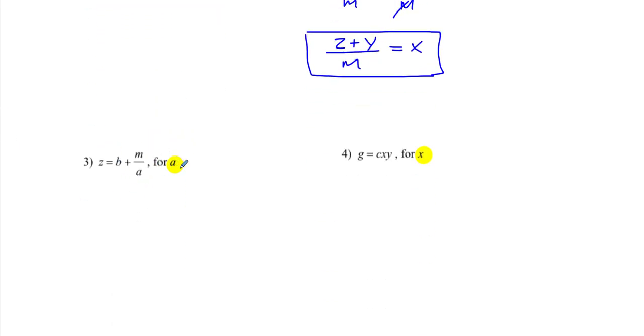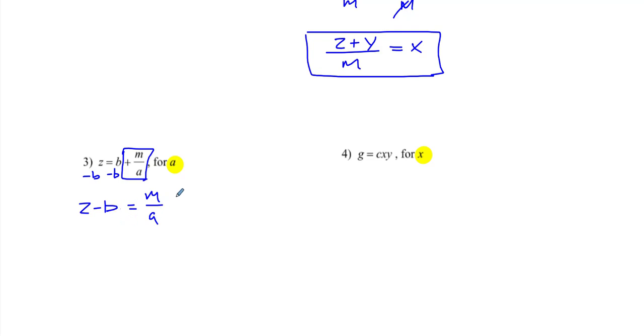Alright, I am trying to keep the A. I got how many terms? 1, 2, 3. I want to deal with this term last. Okay, how do I get rid of this positive B? By subtracting a B. Okay, so we got z minus B. Okay, and then I got B minus B is 0, and then I got this M over A.